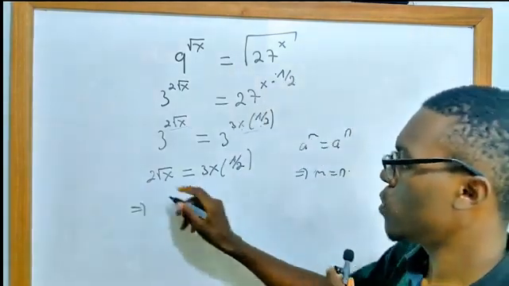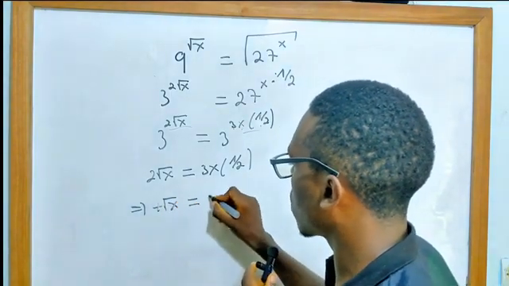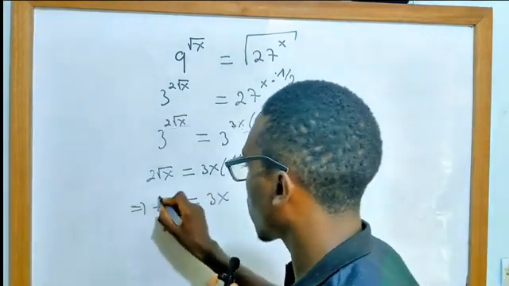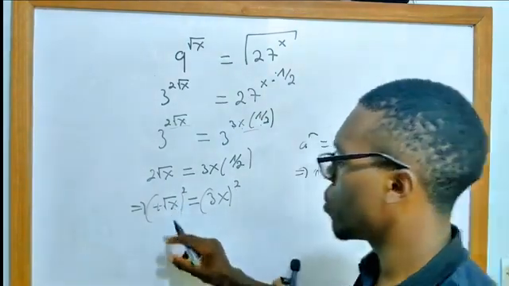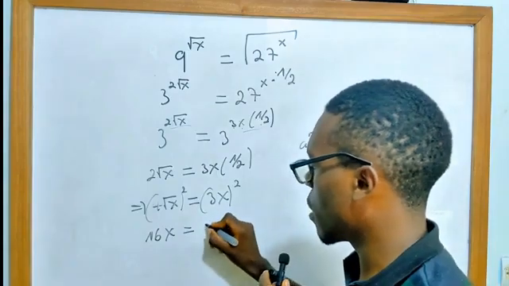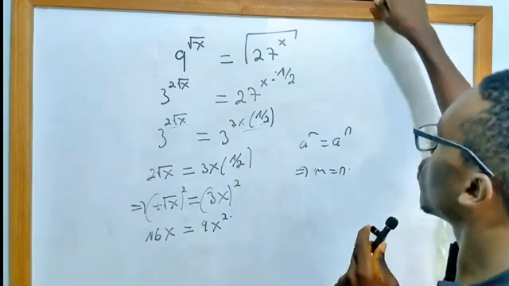We can multiply by 2 to have 4 root x is equal to 3x. At this point, you can square both sides so as to remove this square root here. So I have 16x is equal to 3 square, which is 9, 9x square.